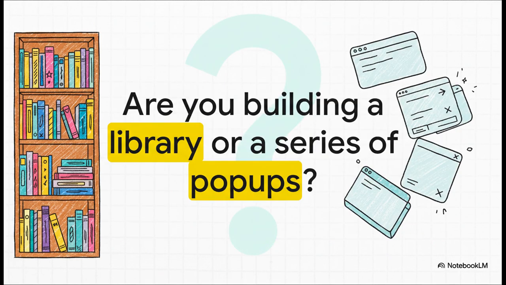So, I'll leave you with this thought. The next time you're designing a new flow in your app, just take a second to think about its memory implications. Ask yourself, am I building a permanent library where every book stays on the shelf? Or am I creating a series of temporary pop-ups that just disappear when they're no longer needed? Your app's performance really depends on that choice.